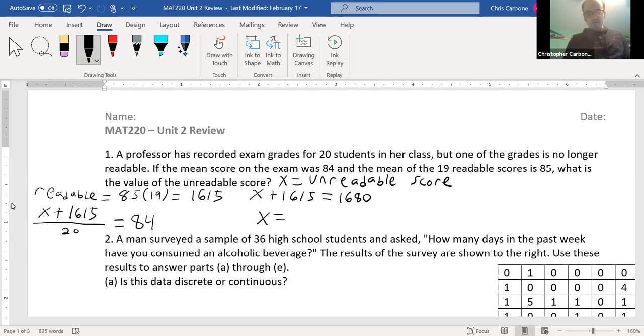And then when we subtract 1,615, our unreadable score is going to have a value of 65, which drops the average a little bit in this particular case. So 65 would then be the unreadable score for this first particular question.